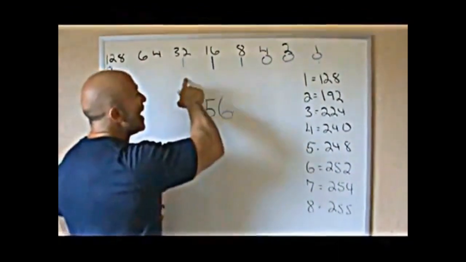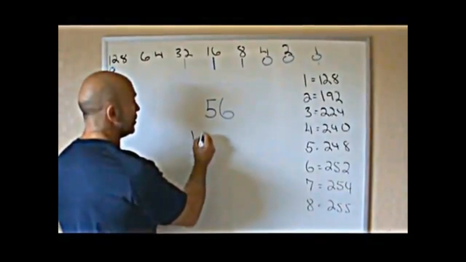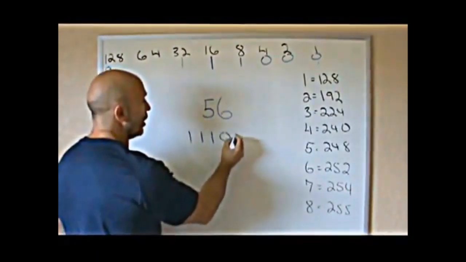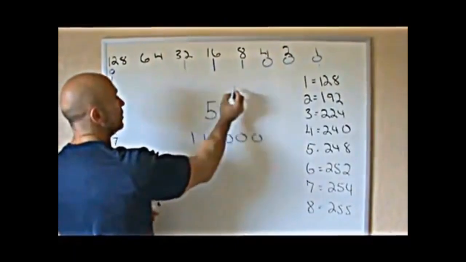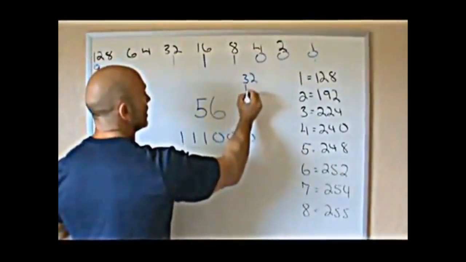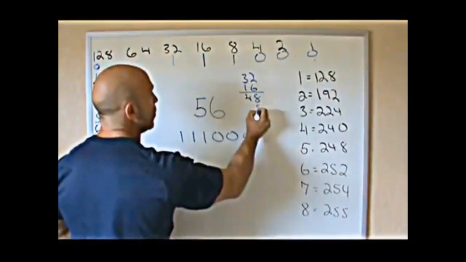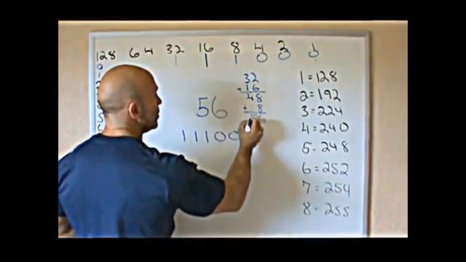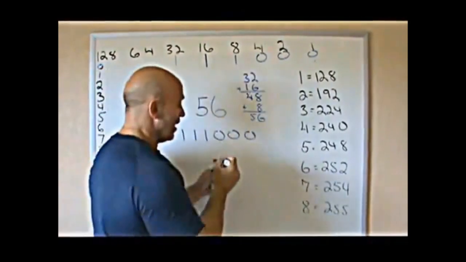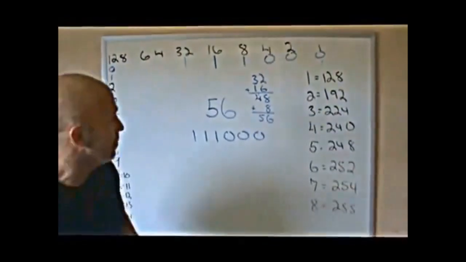So now the binary for 56 is 1, 1, 1, 0, 0, 0. And let's just verify: 32 and 16 is 48, plus 8 more, we're adding, is 56. So we turned on the bit values that actually gave us 56.